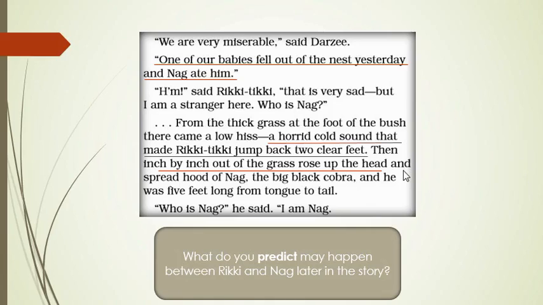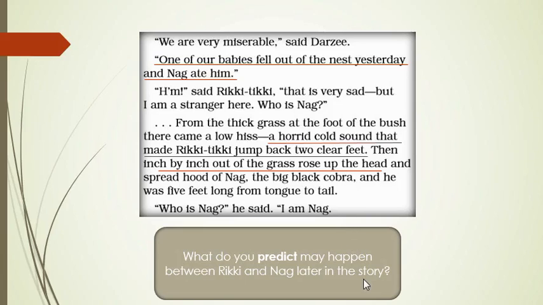It says, then inch by inch out of the grass rose up the head and spread hood of Nag, the big black cobra, and he was five feet long from tongue to tail. Who is Nag? I am Nag. So here we have an interaction between the mongoose, Rikki Tikki Tavi, and the cobra, Nag.